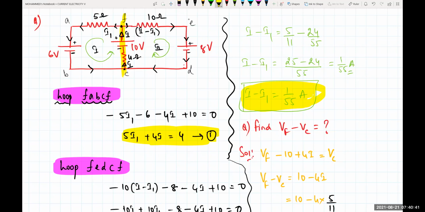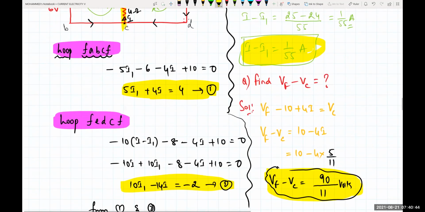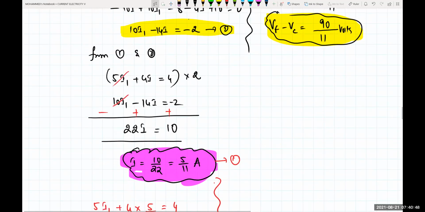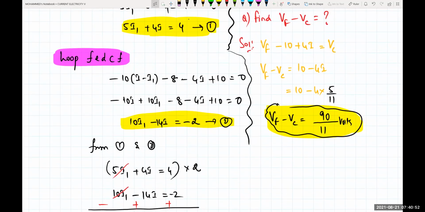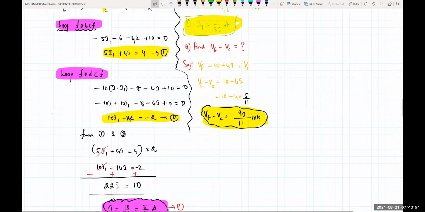Yes, sir. Now the next one is simplification only. VF minus VC is 10 minus 4 into I. I value, I already got here. How much did I get? 5 by 11. So I'm substituting that value, 5 by 11. So VF minus VC is equals to 90 by 11. Clear?